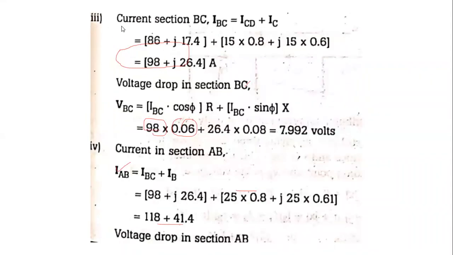Next, we calculate the current in section BC. What is the formula for the current in section BC? IBC is equal to ICD plus IC. What is the value of ICD? That was determined in the previous slide.